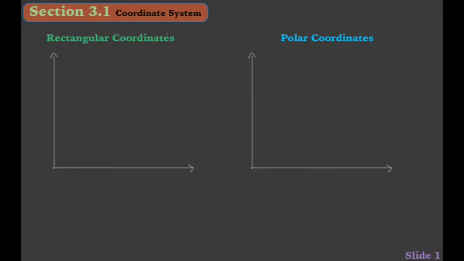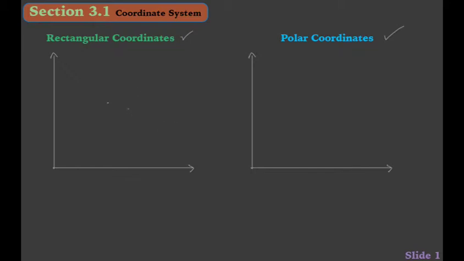Welcome to section 3.1, the coordinate system. Now, if we have a point in space, how would we define or describe this point in space? How would we define its location in space? The way we would do it is by using rectangular coordinates or by using polar coordinates, and I will show you what the difference between the two is in this video.